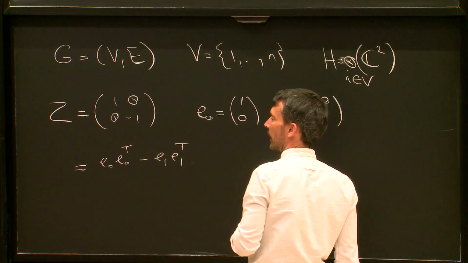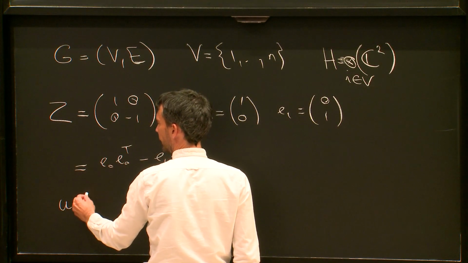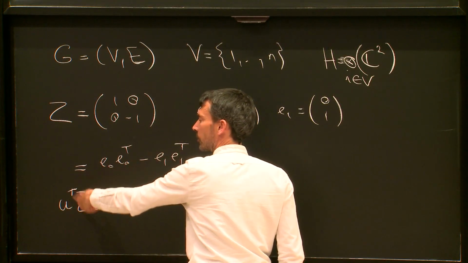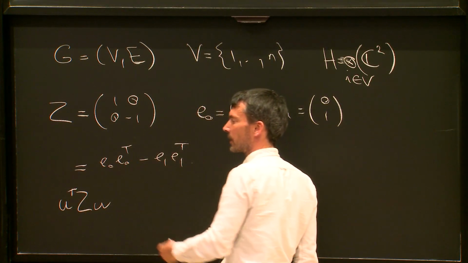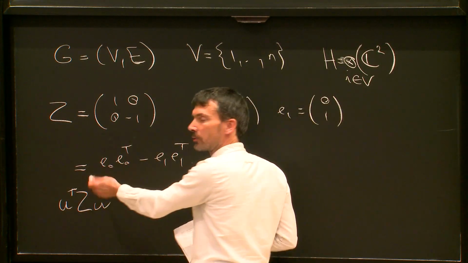And more generally, it assigns an energy to each vector, any vector u in C2, simply through the formula u-transpose Z u. So this is going to be a real number between -1 and 1, and I think of it as the energy of some state or configuration u with respect to this energy potential.